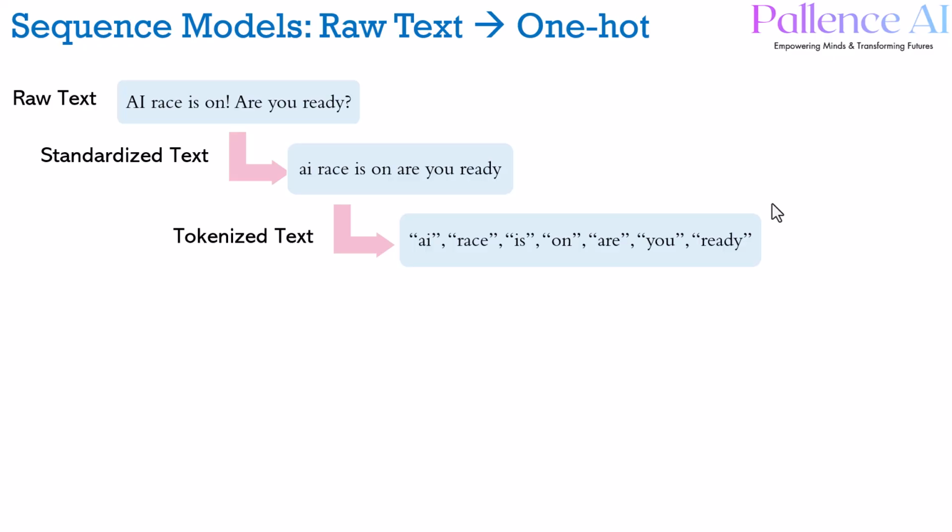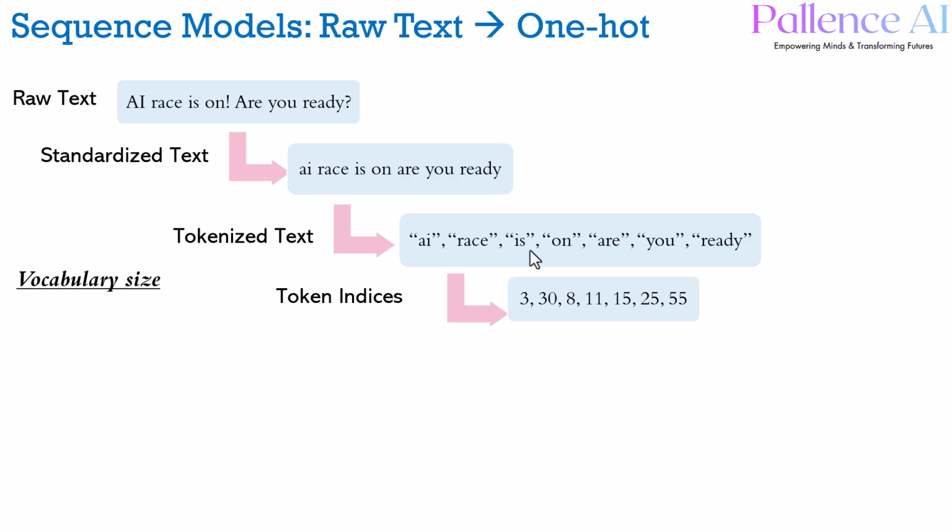The next step in sequence modeling is we take these words and we index them into integers. So we create token indices. AI's index is 3, race is 30, and so on, some kind of numeric indices. How did we get these indices? Just like in the bag of words model I explained, you have all this raw text standardized and tokenized. Now this is just one sentence, but in my data set there could be millions of sentences and millions of these tokens. So I'm going to create a vocabulary of all these unique words after the tokenization.